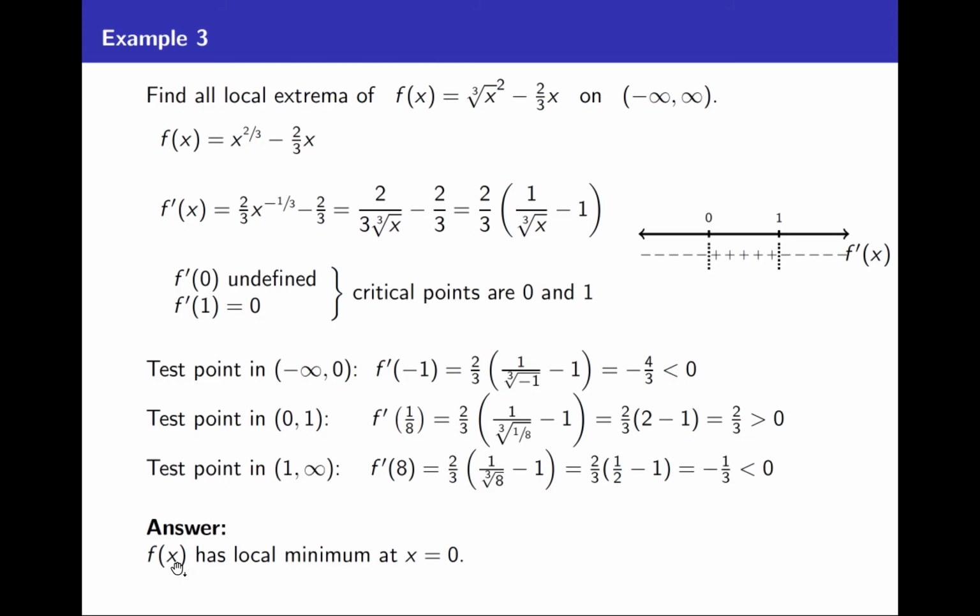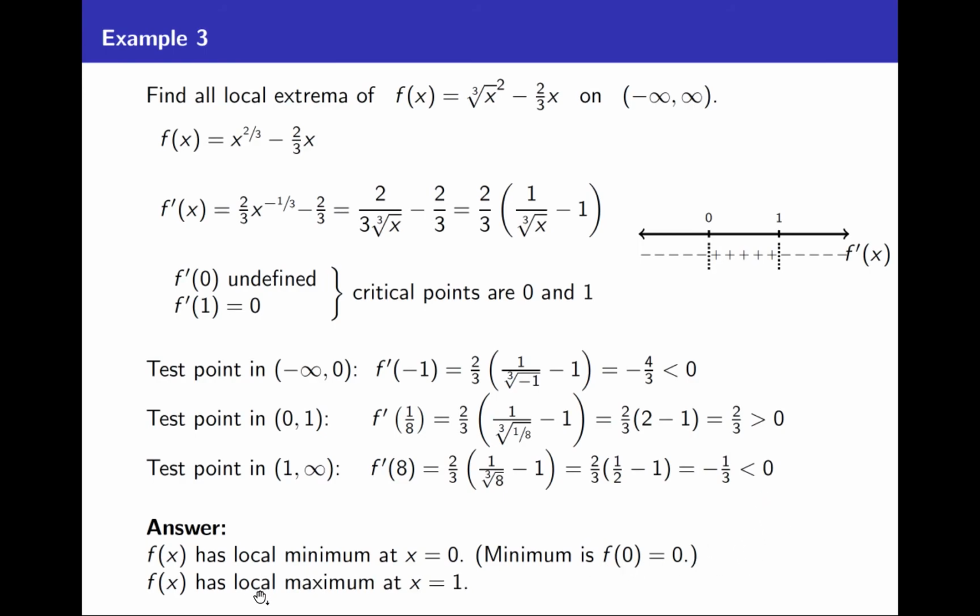I'm sorry, typo. This is right. F of x has a local minimum at x equals 0. And here at x equals 0, the derivative changes from negative to positive. So the first derivative test says we get a local minimum. And that minimum would be f of 0, which if you plug 0 into f, you get 0.